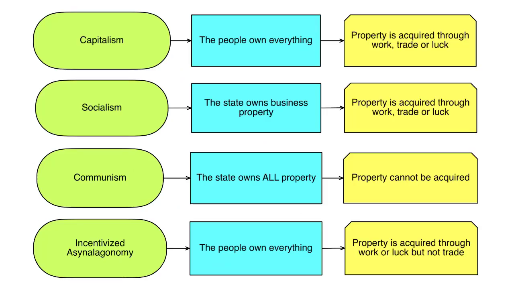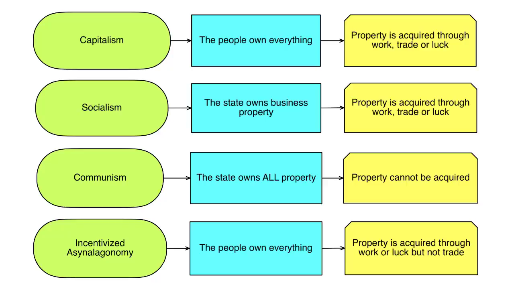If we had socialism, then what you're talking about is just a state-owned capitalism. It's still anarchical. Nations are competing against each other. They have serious financial restrictions as to what they can actually do. And in communism, it's essentially the same. It's just that the government owns everything, and you just have to borrow from the government. Nobody owns anything in communism, whereas in an incentivized asynalagonomy, everybody owns everything. You can inherit things, just can't trade them.